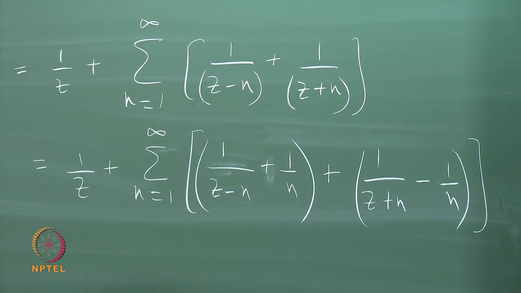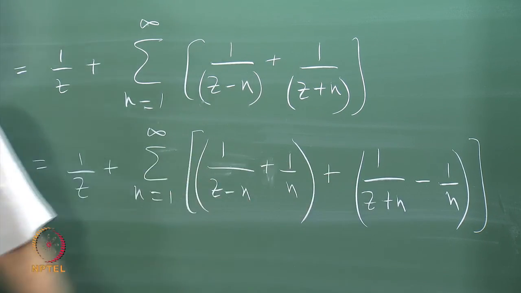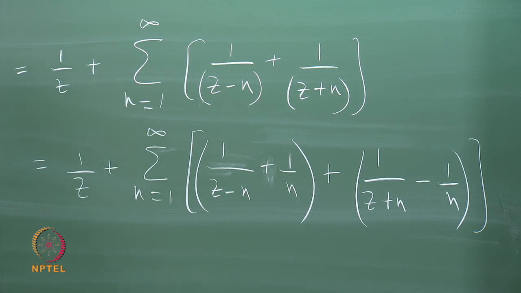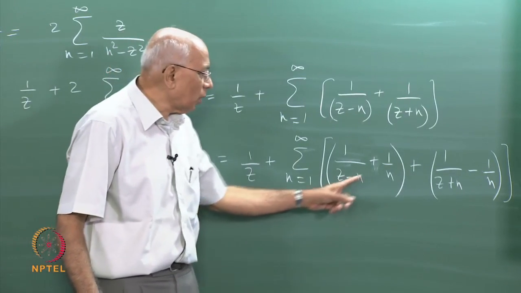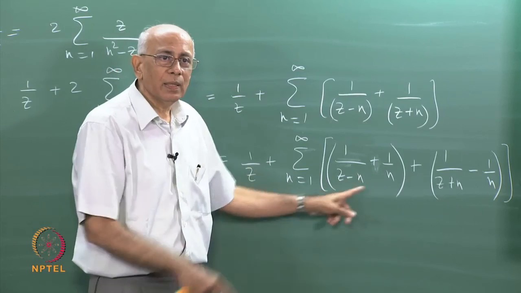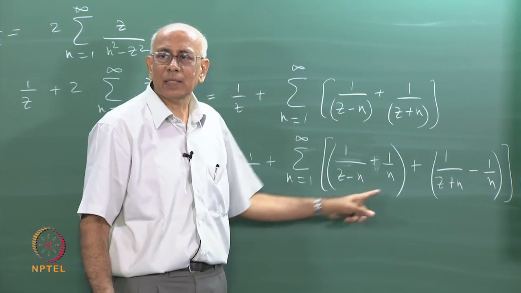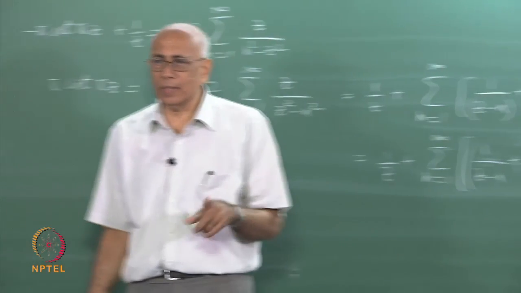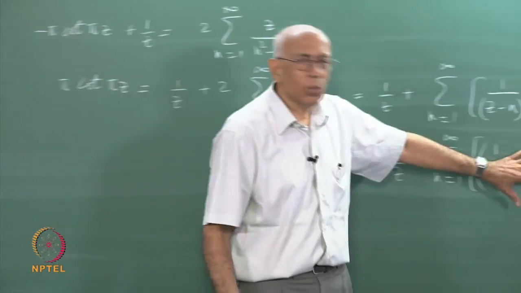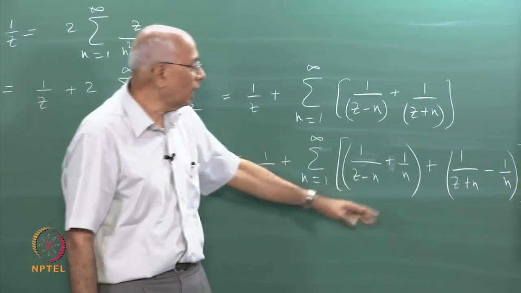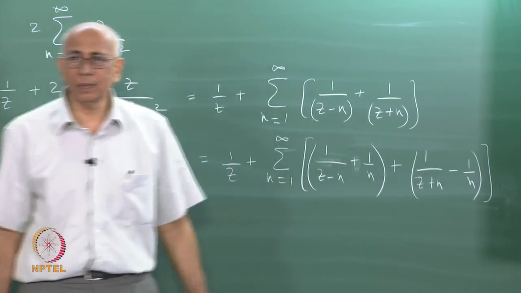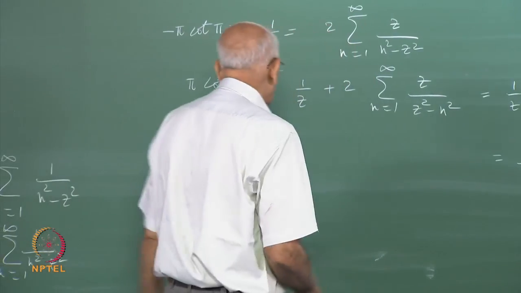That is perfectly legitimate. All I do is add and subtract 1 over n on either side. But this portion can be summed separately, because the asymptotic behavior of this for large n, the 1 over n part cancels and the next term is proportional to 1 over n squared. So this summand goes like 1 over n squared and therefore is convergent all the way to infinity, and ditto for this portion here. Okay. So we immediately have achieved what we wanted.